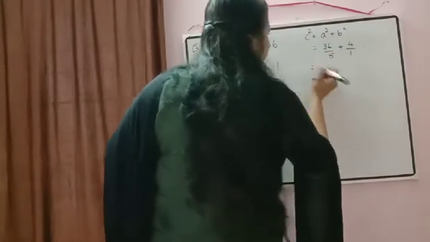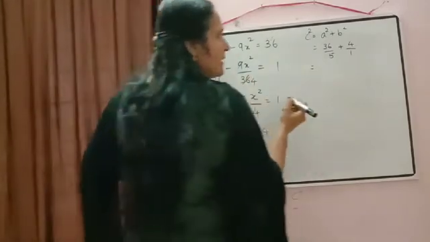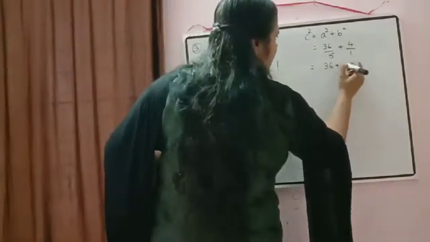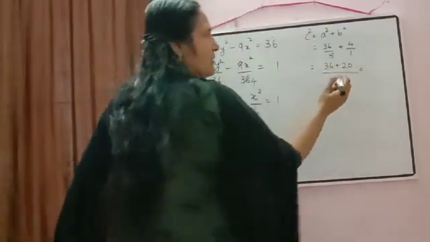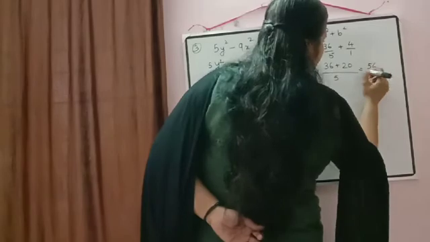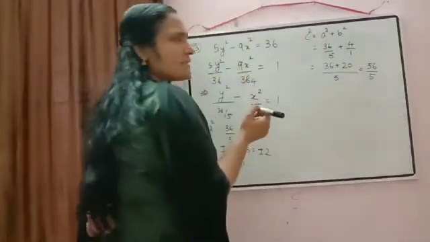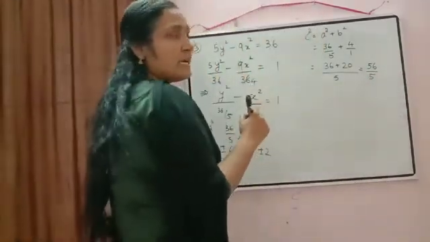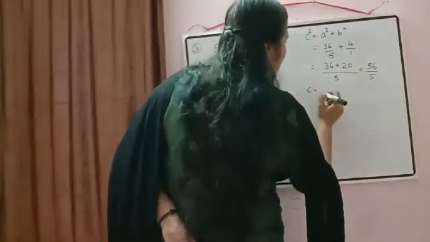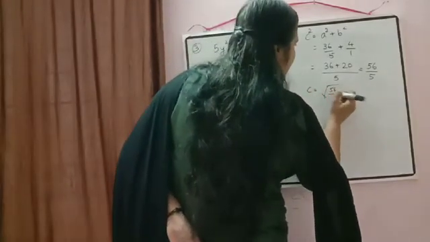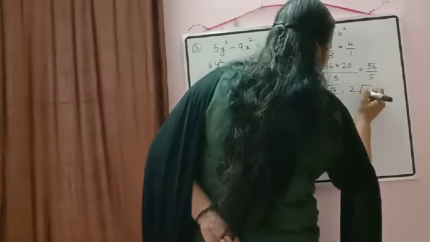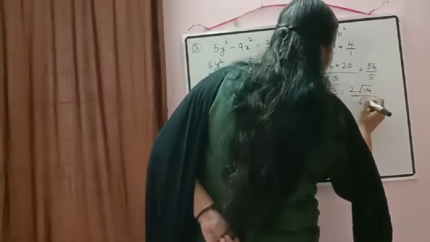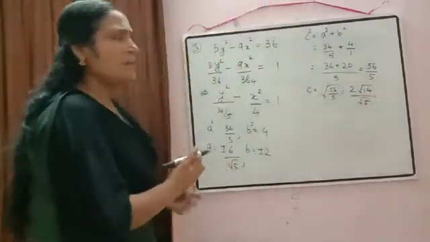So 4 can be written as 4 by 1. Do the cross multiplication, then we will get here 36 plus 20 by 5. 36 plus 20 will be equal to 56. So we are getting here 56 by 5. That is the value of c square. So c will be equal to square root of 56 by 5. 14 fours are 56. So if you want, you can take 2 common and then you can write in this way, 2 into root 14 by root 5.